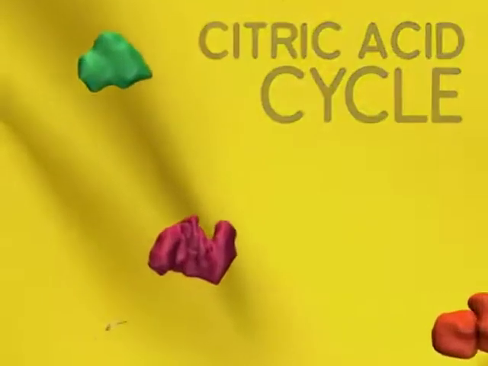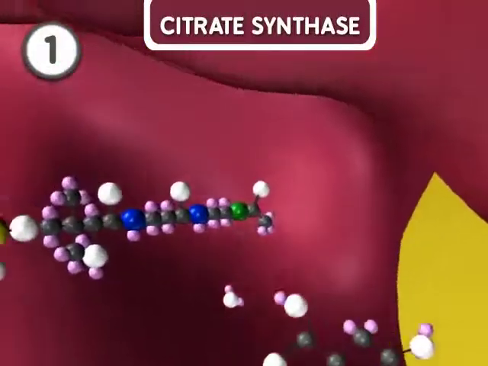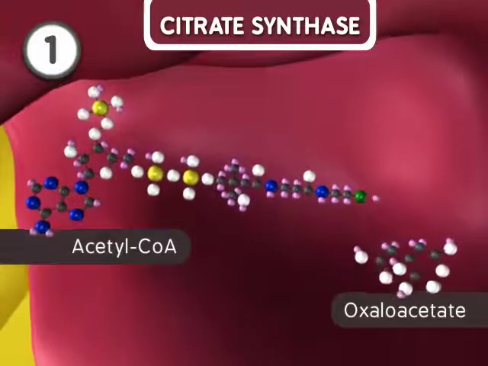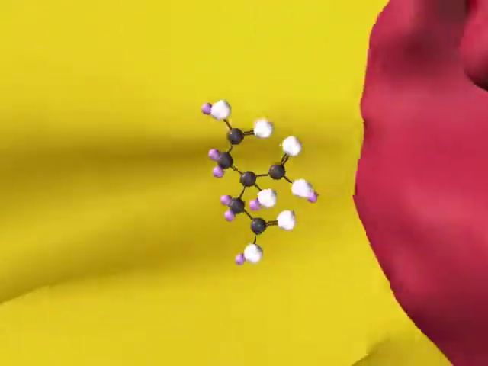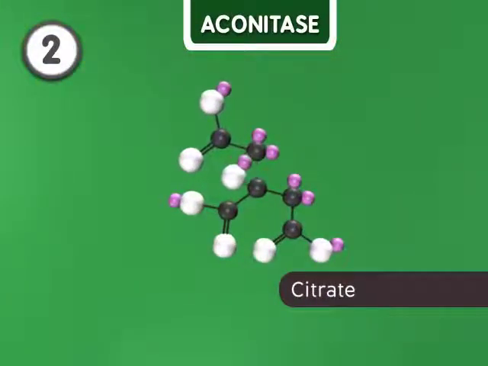In the first step of the cycle, an enzyme called citrate synthase joins the 2-carbon acetyl group from acetyl-CoA with the 4-carbon oxaloacetate to form a 6-carbon citrate. In step 2, an enzyme called aconitase converts citrate into isocitrate.